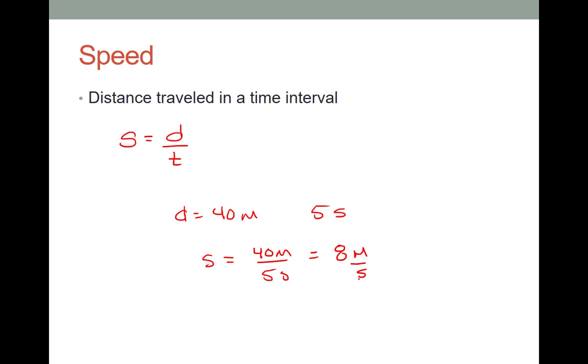One important thing to notice about speed is that it is based upon distance. As we learned in part 1, distance is a scalar, and since distance is a scalar, speed is a scalar.